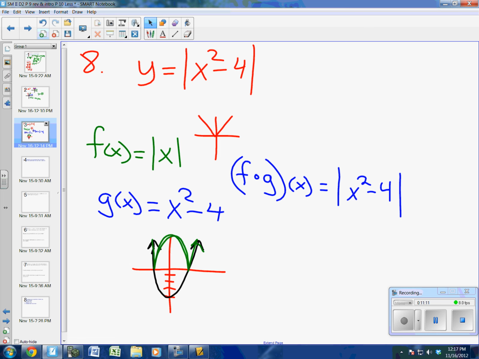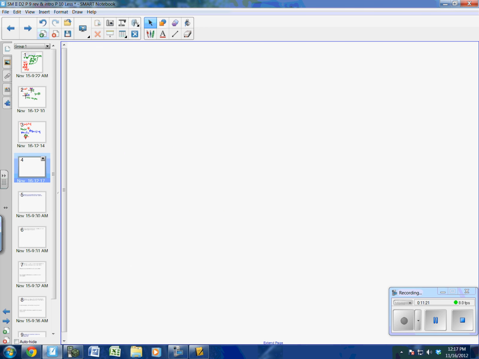Two hump things? Well, no. Well, you could if you took the absolute value of an absolute value function, maybe. Try this one. That's a good question. What would be my two functions? Anybody want to take a guess?